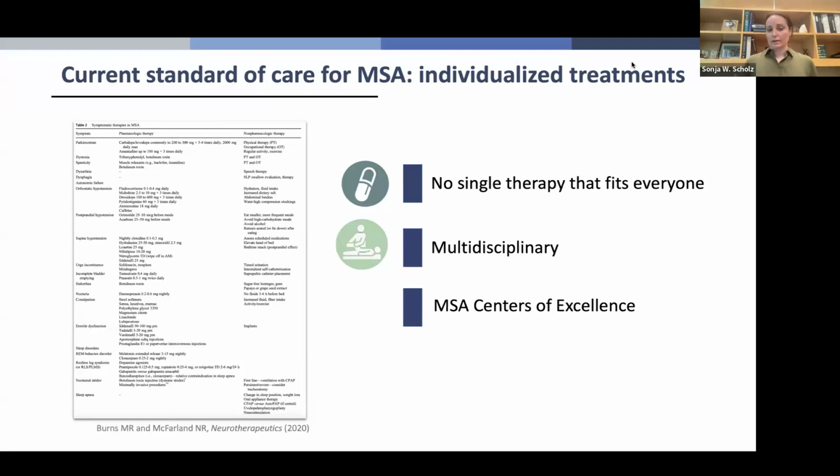I really want to also highlight that there are these MSA centers of excellence that really provide the standard of care, but also are a big important hub for recruitment of patients into clinical trials. And Mission MSA actually has a really nice resource on their homepage where they describe these MSA centers of excellence where people can access the care.